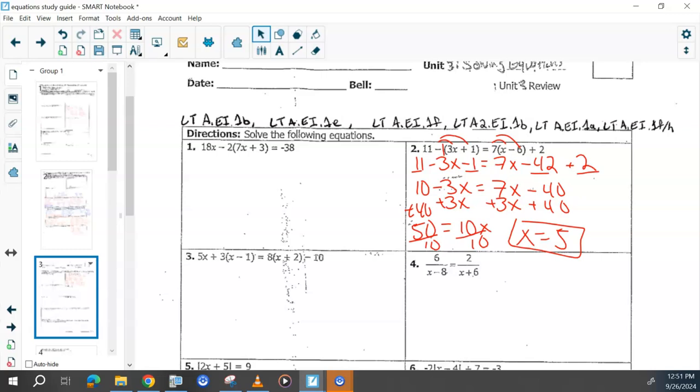Oh, you can't use me. You can't ask me questions. I'm not part of that collaborative, unless it's a clarifying question. No notes. You can talk to each other. You're going to start with the no calculator part. Were there any other review questions you wanted to go over before you start?